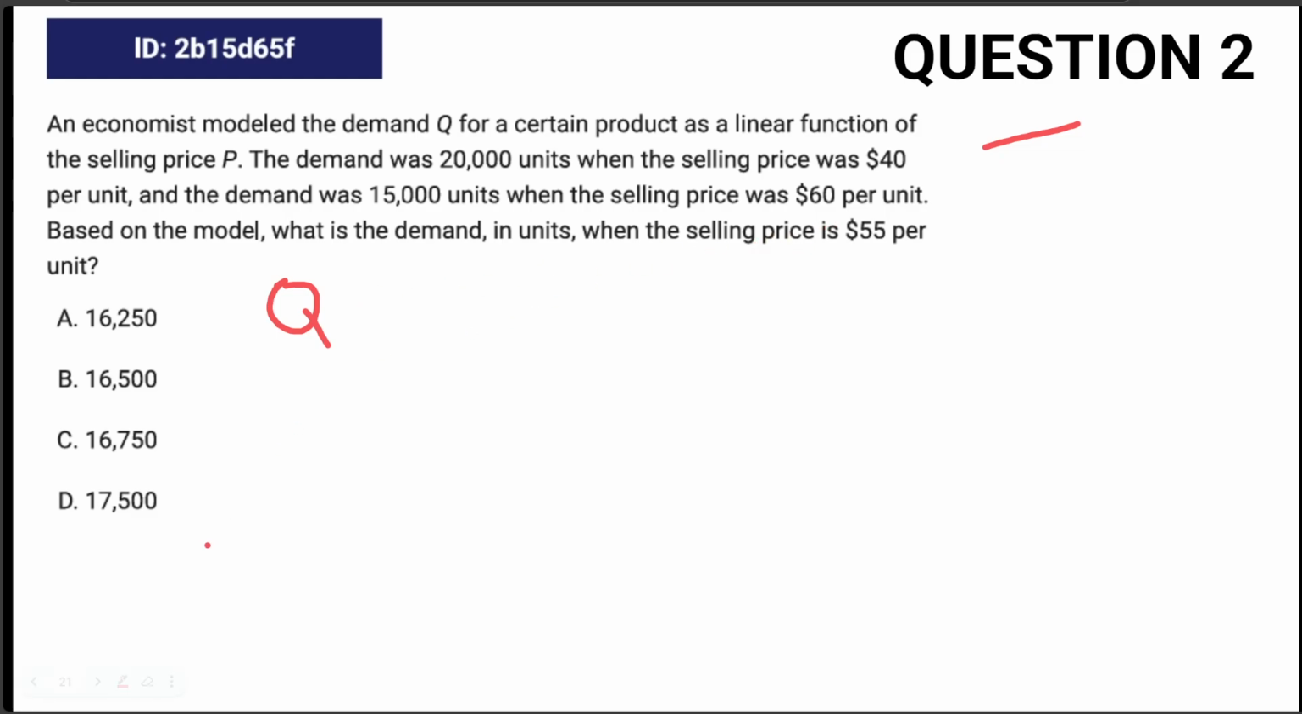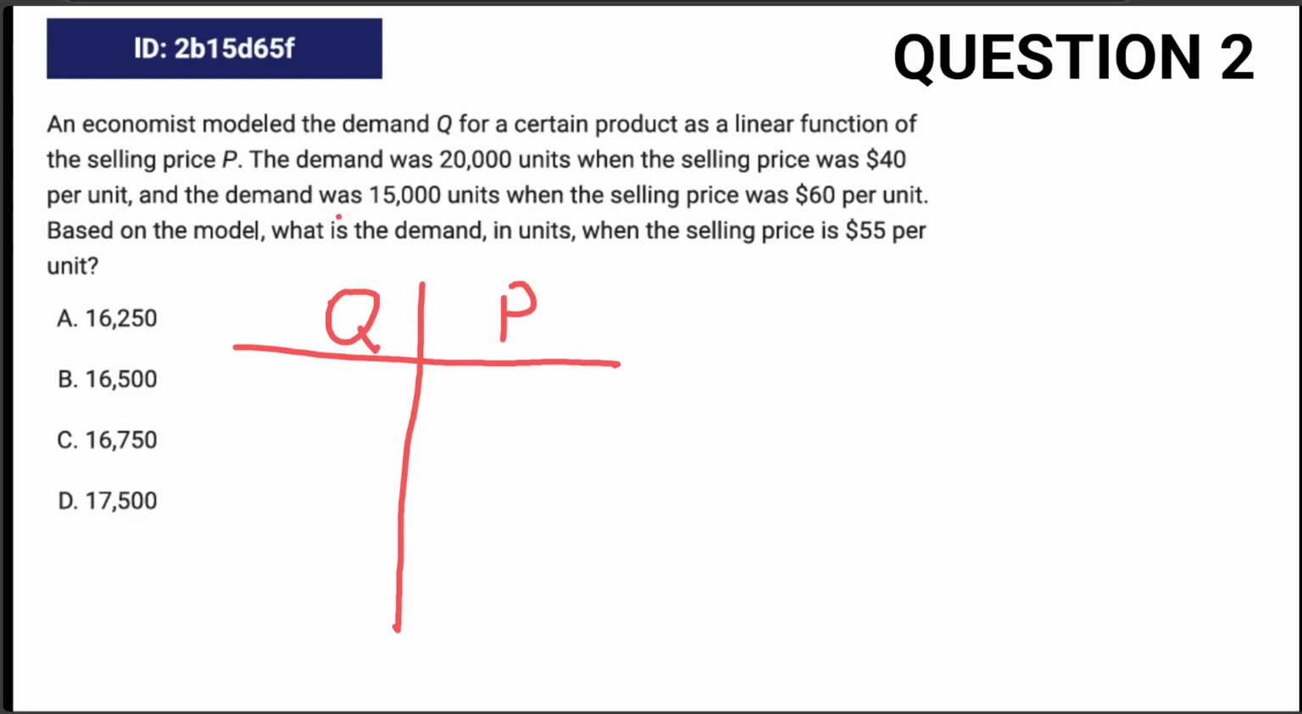When we have something like this, especially when it's linear, a great way to solve it is, again, with a table. Linear equations and tables work really well together. Here we have Q, the demand, and P, the selling price. Q was 20,000 when the selling price was 40, and the demand was 15,000 when the selling price was 60. What is the demand when the selling price is 55?